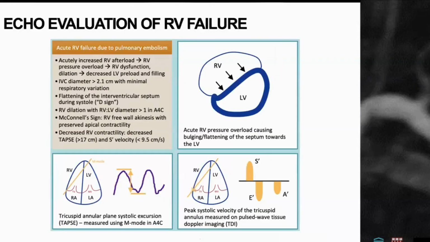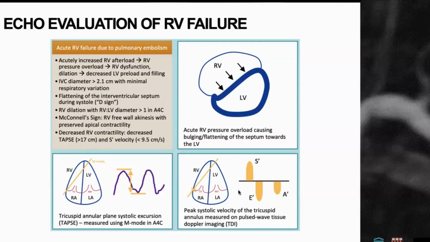The first step is to look at the echo. You want to know how bad this RV failure is, how bad the RV dilation is. I already talked about this a little bit, but this is what TAPSE is. You want to see what degree of RV failure you actually have. You take this M mode on the apical four-chamber view of your echocardiogram and measure the movement of the tricuspid valve. If it's less than 17, this is actually an error on the slide, it should be less than 17, then your RV contractility is decreased and you have RV failure.